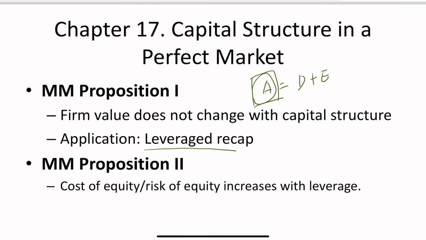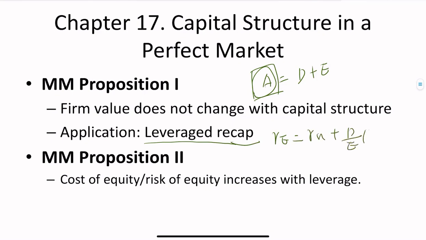And then we discussed MM proposition 2, which is derived from MM proposition 1. And MM proposition 2 is about the cost of equity and the beta of equity. And the answer is the cost of equity increases with leverage. Why? Well, that's because beta of equity increases with leverage. And in terms of formula, we learned RE equals RU plus D divided by E, RU minus RD. Or beta E equals beta U plus D divided by E, beta U minus beta D.